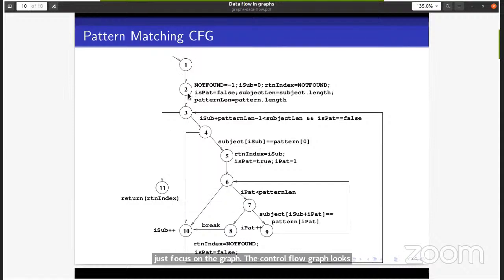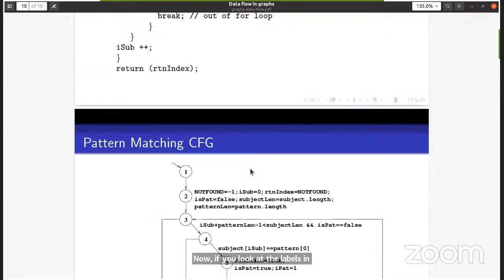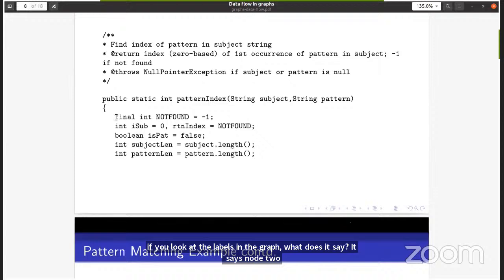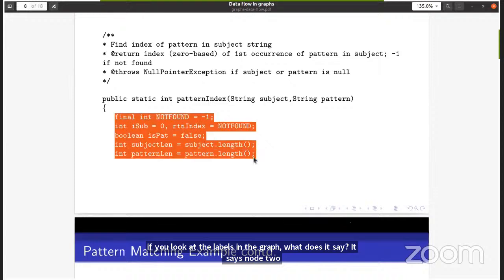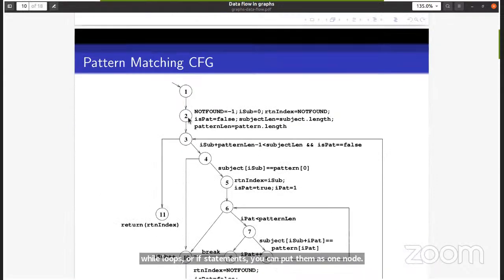Now, if you look at the labels in the graph, what does it say? It says node 2 corresponds to this full basic block of statements in the code. Remember, when you have a full set of continuous statements without any branching, without any for, while loops, or if statements, you can put them as one node. We call it a basic block. So node 2, this label says, is this basic block.